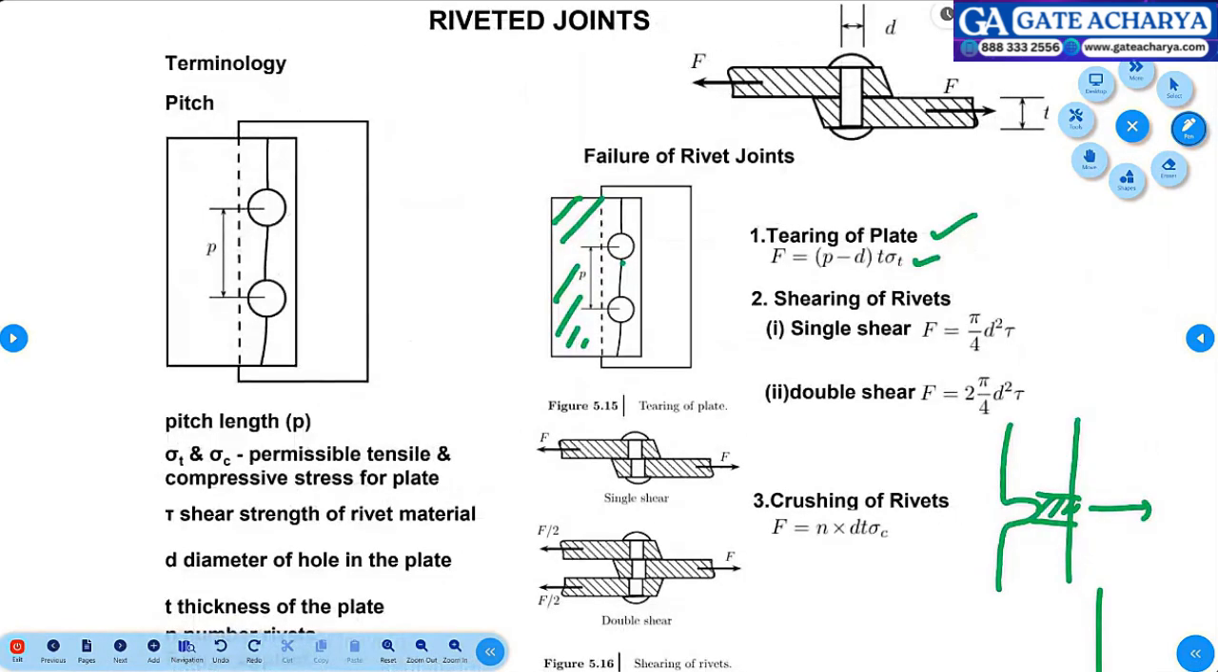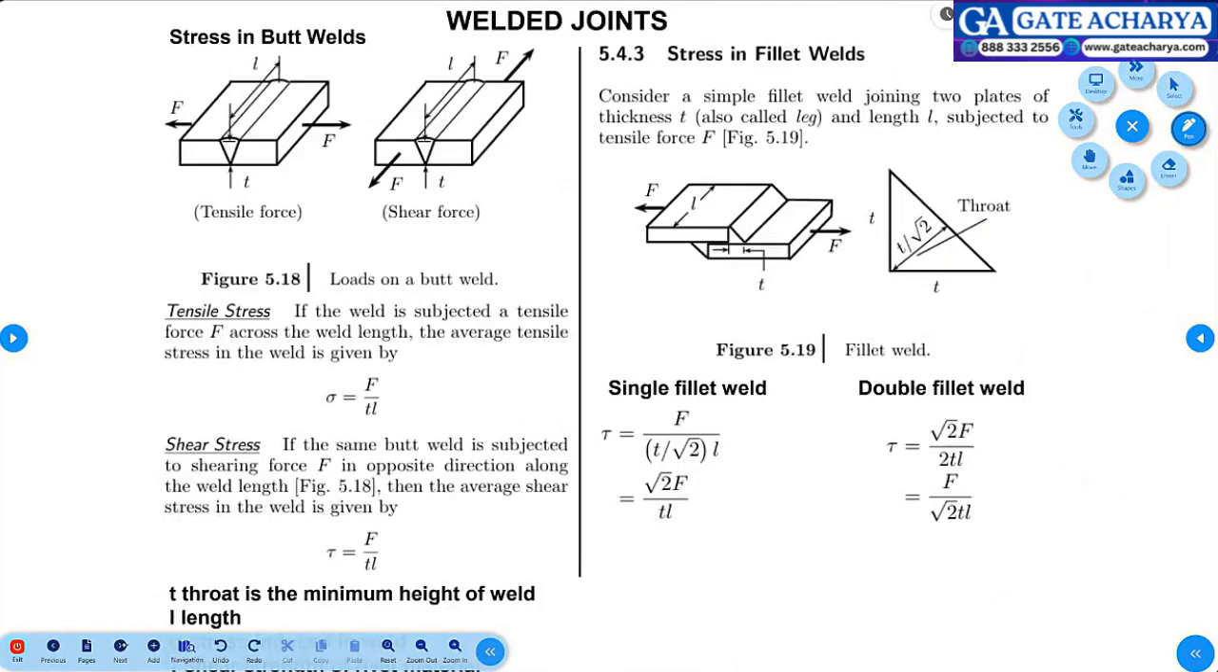Okay, this is riveted joints. Next, we will go to the welded joints. First, I'll come across the terminologies.